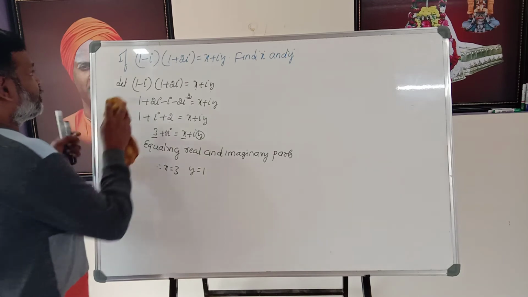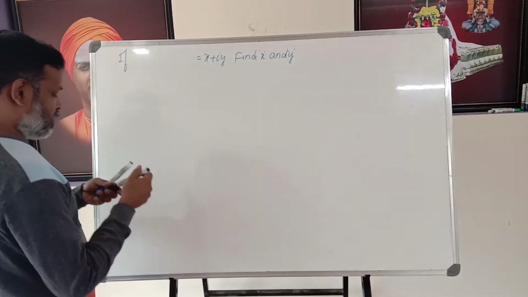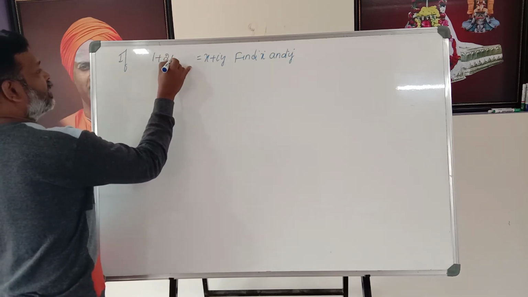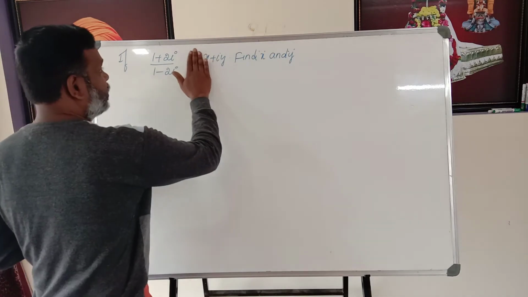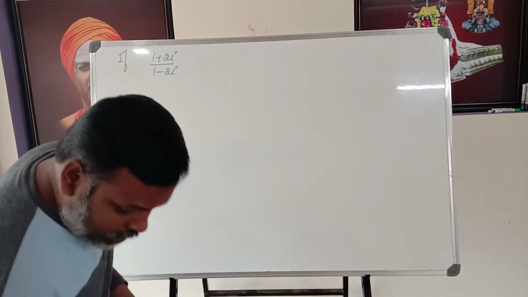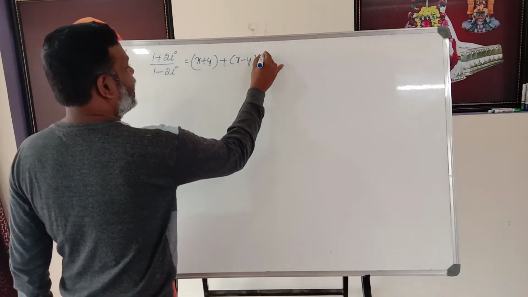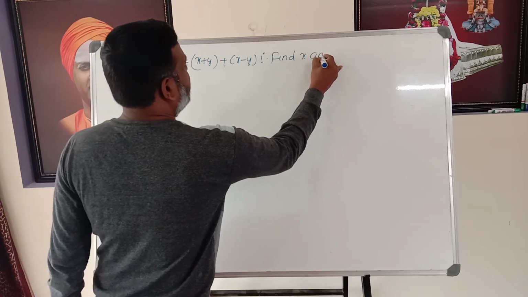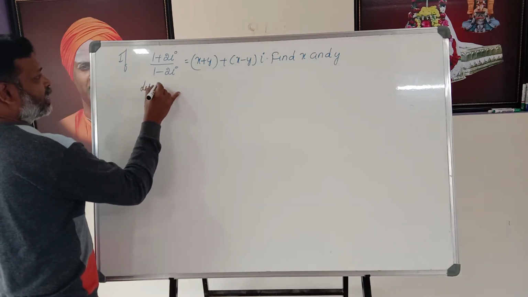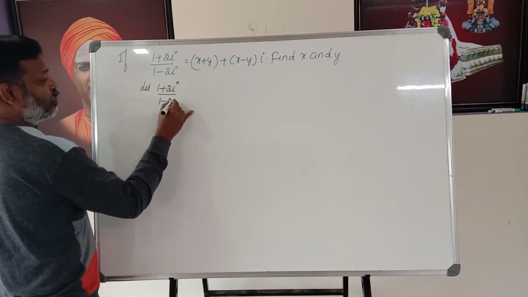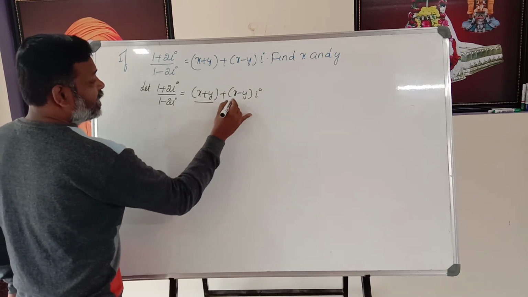Now look at the next problem, which is very easy. When (1 plus 2i) divided by (1 minus 2i) is equal to (x plus y) plus (x minus y) into i, find the value of x and y. Understand it well, it is very simple. They are given that (1 plus 2i) divided by (1 minus 2i) is equal to x plus y plus x minus y into i, with a real part and an imaginary part.